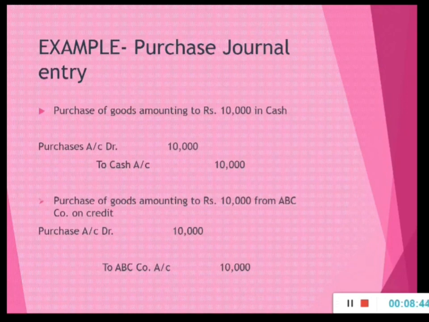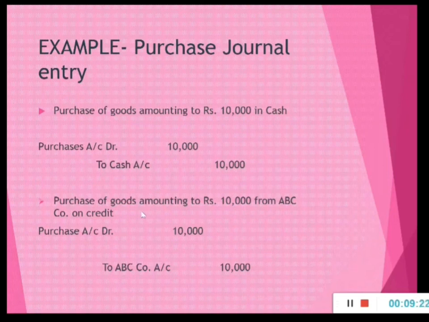If goods is purchased amounting to rupees 10,000 for cash, what would be the journal entry? The journal entry will be purchase account debtor to cash account. That is, purchase account is debited and cash account is credited. So debit what comes in, that is goods is being purchased. So goods is getting into the company. So purchase account is debited. Cash is gone out. So that is why cash is credited.